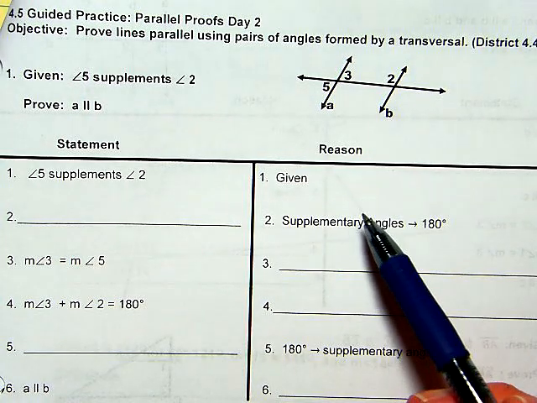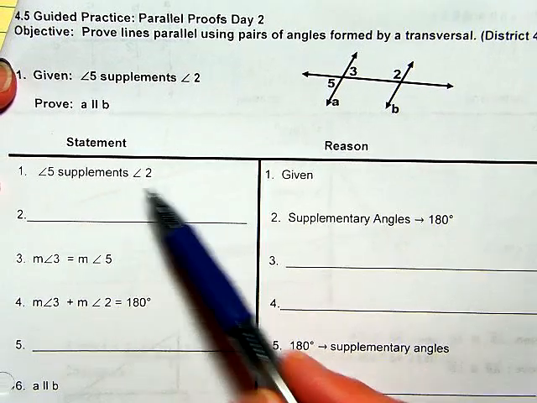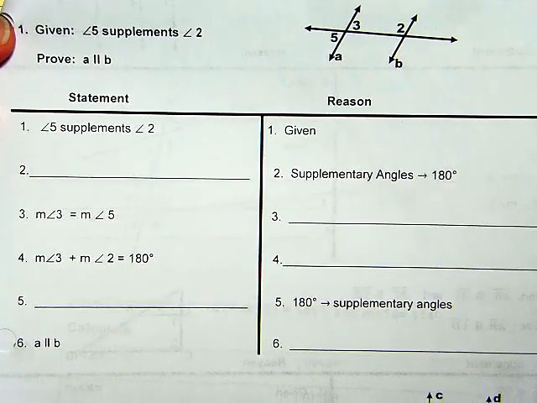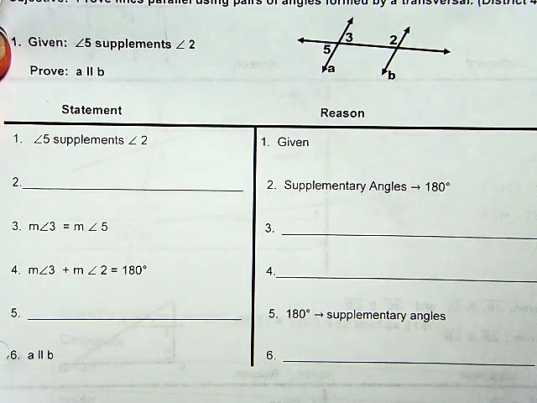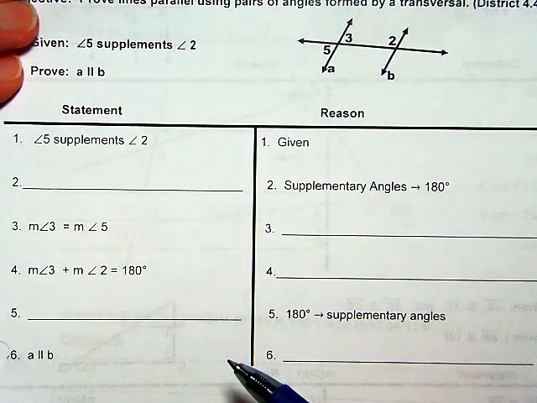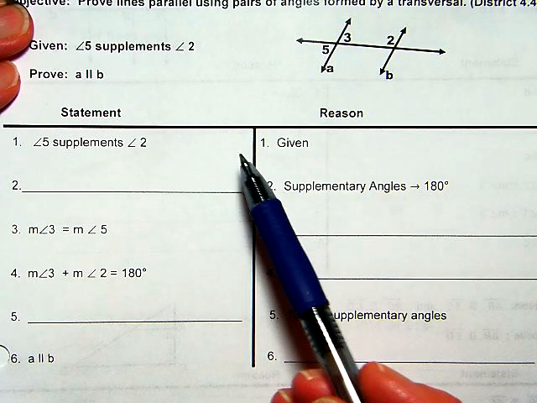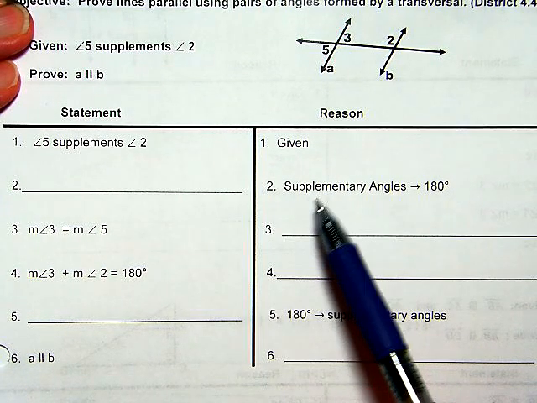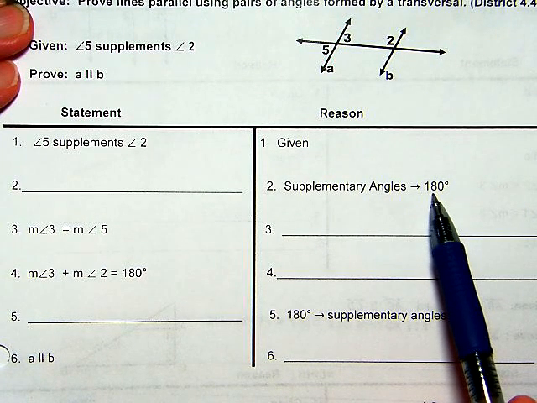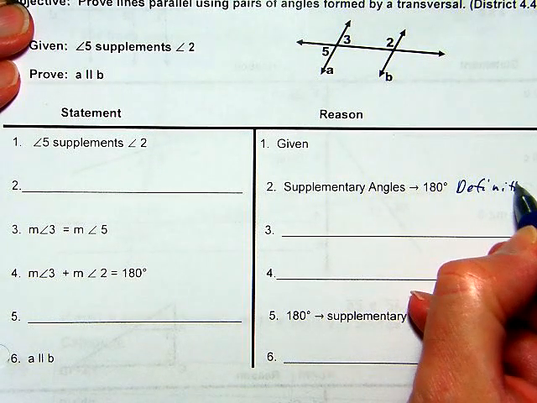Okay, so the first thing we're going to do is write down what's given. So angle 5 supplements angle 2, that is a given. And the rest of the proof is given to us, but we've got some missing statements and some missing reasons. So we've got to fill in the blanks, so to speak, and figure out what is missing. So the first is given. The second reason is that supplementary angles add up to 180 degrees. That is, by the way, the definition of supplementary angles.